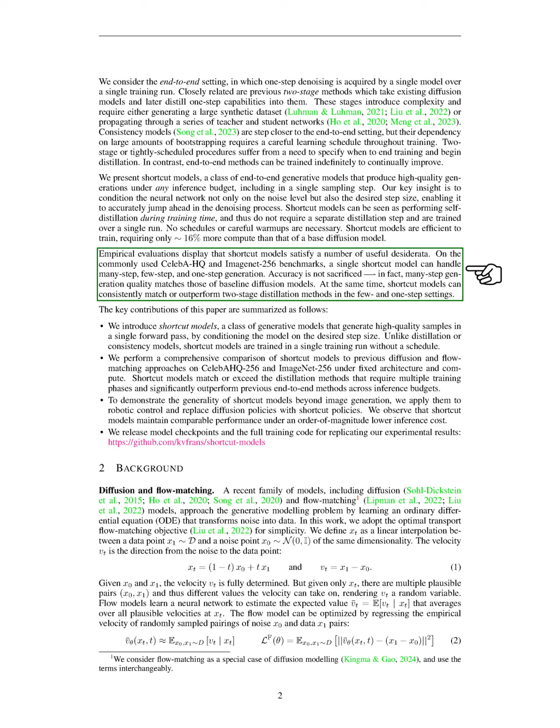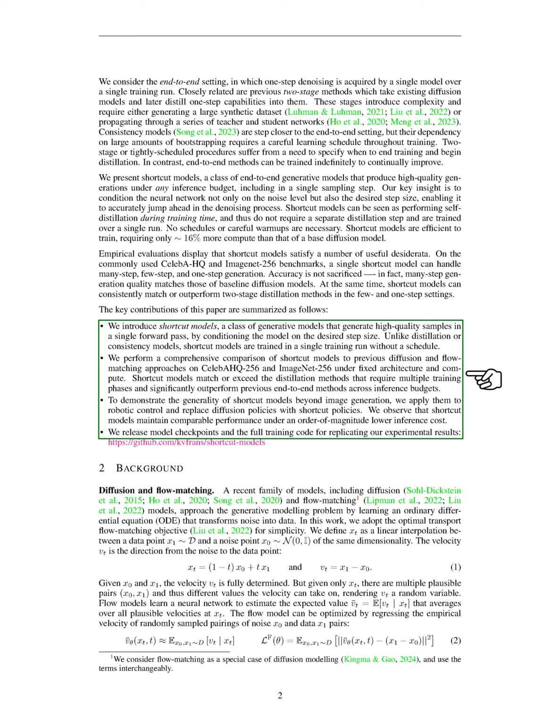Our evaluations show that these models meet several important criteria. On popular benchmarks like Celeba HQ and ImageNet 256, a single shortcut model can manage various generation tasks, including many-step, few-step, and one-step generation, without sacrificing accuracy. In fact, the quality of many-step generation matches that of traditional diffusion models, and shortcut models often outperform two-stage methods in fewer steps. To summarize our contributions, we present shortcut models that generate high-quality samples in one forward pass by conditioning on step size. Unlike distillation or consistency models, they are trained in a single run without a schedule.